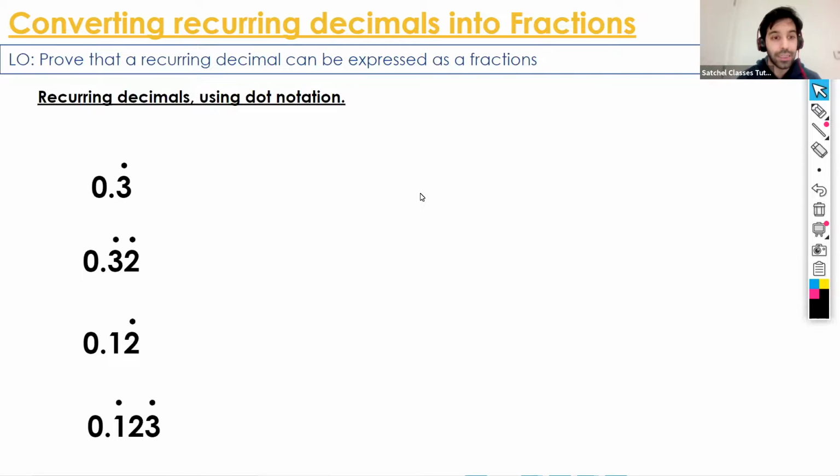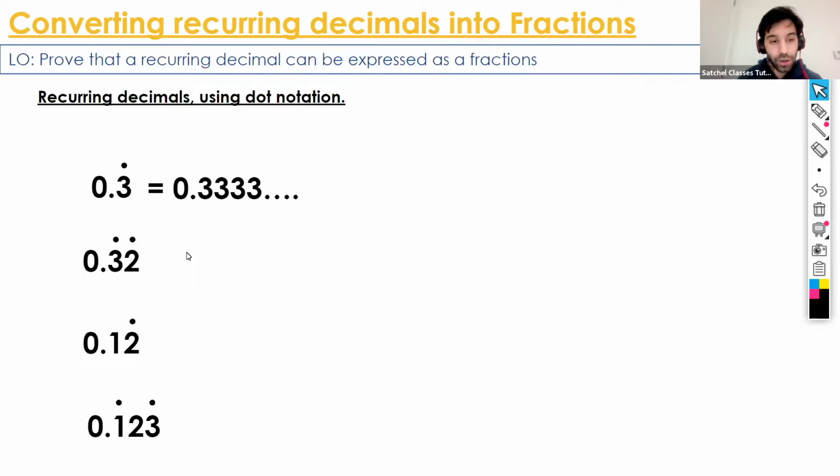So rather than writing 0.333333, we simply write 0.3 with a dot on the top. So the answer to 0.3 with a dot on top of the 3 is 0.333 recurring, or this tells us that the 3 is a recurring number. Now we have a dot above the 3 and a 2. So what does that mean? That means both the 3 and the 2 will be recurring.